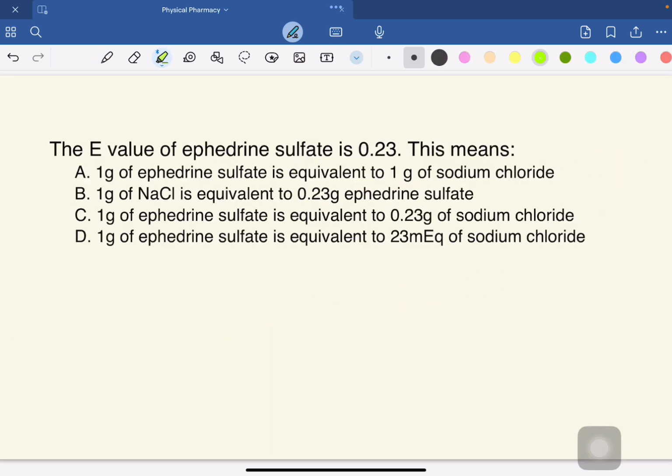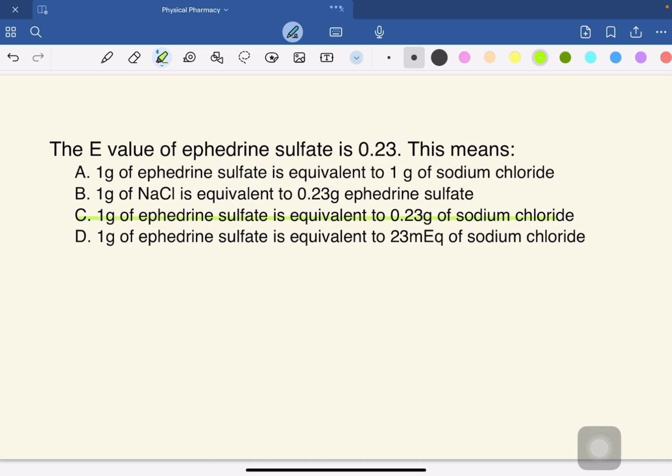Now let's tackle a few theoretical questions. So the E value of ephedrine sulfate is 0.23. This means, so the answer is C. So this means that 1 gram of ephedrine sulfate is equivalent to 0.23 grams of sodium chloride.